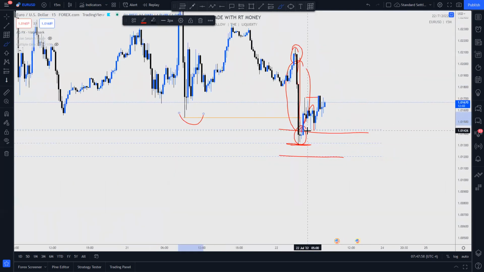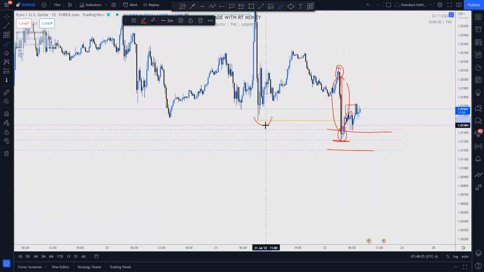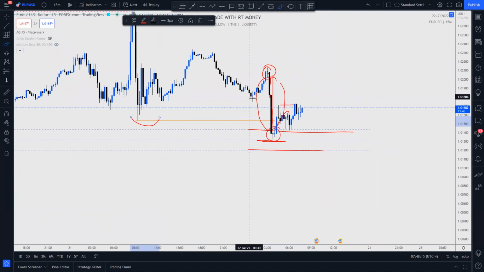What do I look for normally? If the lows of Asia are taken out, then I'm looking for the highs. Wait a minute, what time was this? I'm sorry, I looked at this wrong. It's 9:15. This isn't Asia. Sorry, it's 12:30. Look at this. I'm losing my mind. This is the low of Asia here.